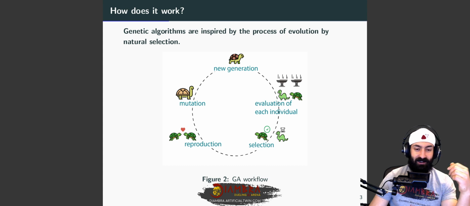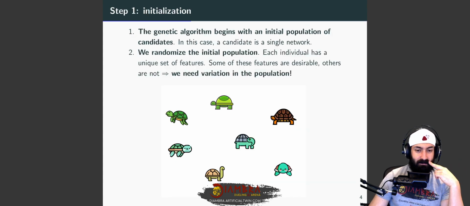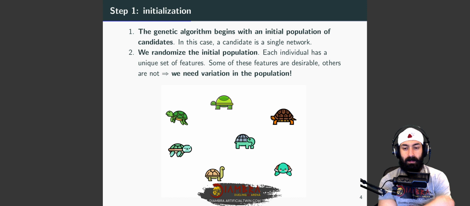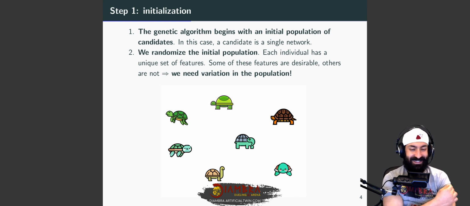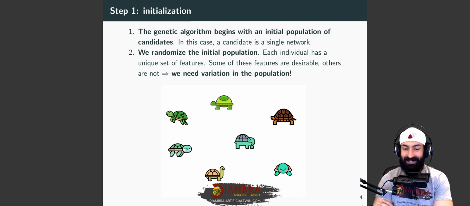Okay, great. In the next slide, we can see a lot of turtles. The idea is that we start with a population that is random enough. We want our initial population to be very large and have a lot of variety, because each network, each individual, or I also write candidate, each candidate needs to be different from the others in order to have a good exploration.